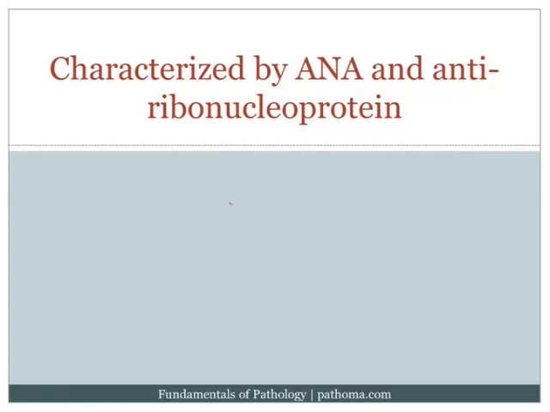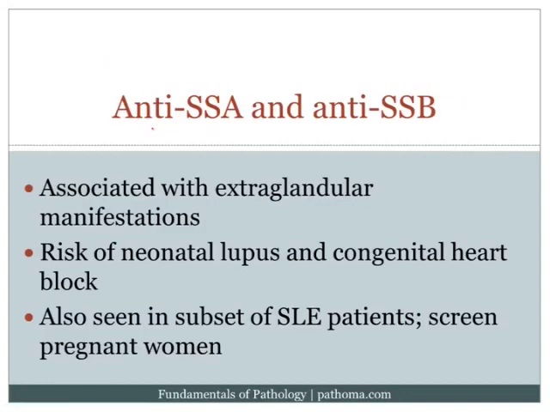Patients who have Sjogren's syndrome will have an ANA, or an anti-nuclear antibody, and in particular they will have antibodies against ribonucleoproteins. Ribonucleoproteins are structures that are comprised of RNA and proteins. So for example, the ribosomes are an example of ribonucleoproteins, and patients will often have anti-ribonucleoprotein antibodies. In particular, the two that they classically have are anti-SSA and anti-SSB.